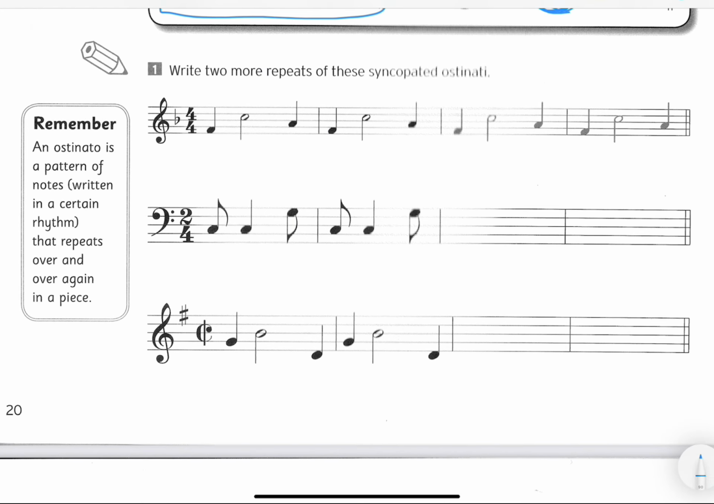So they're saying write 2 more repeats of these syncopated ostinati. Ostinati, we know, means the repetition of a rhythm over the bars. So now we have to just repeat these two. So let's do this simply. This is 2 4. So you see in this one, this is 1, this is and 2 and. So they have tied the and 2 together. So let's do it here. Same way in the last bar. So in simple words, you have to understand how they have tied.